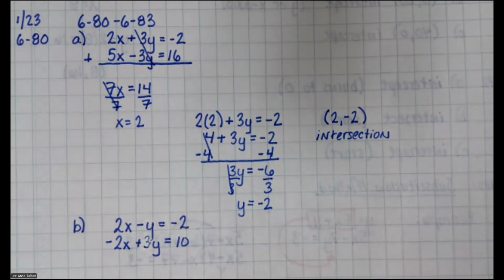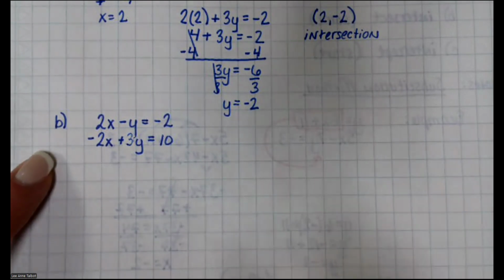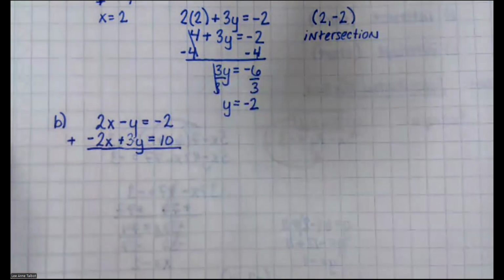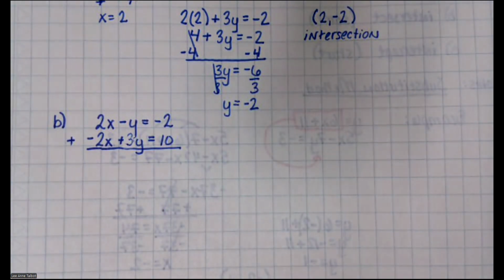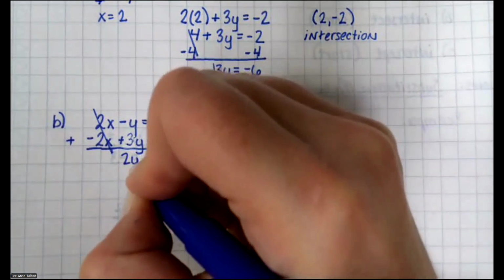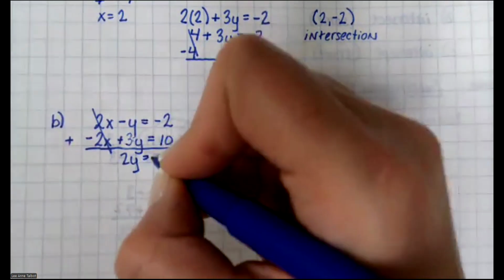Okay, any questions about A? Are you sure? Okay, now let's move down to B. First thing I'm going to do is put a plus and a line. Which letter eliminates in B? X. So cancel that out. Negative y plus 3y is 2y. Negative 2 plus 10 is 8.